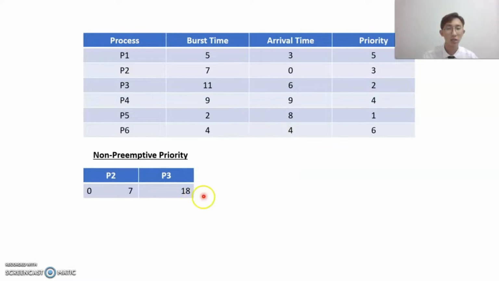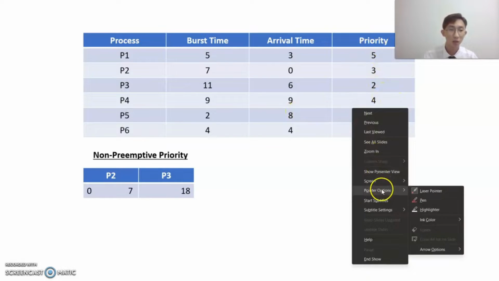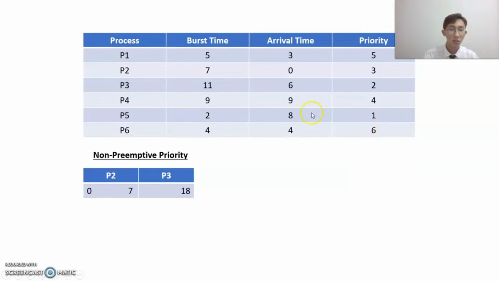So the next, at 18 millisecond, all the processes have already arrived because the latest is process 4, which is 9 millisecond, already arrived. So we can ignore this part and look at the priority part. Now process 5 is the first priority, and it has already arrived. So the processor will move to process 5. Process 5 will take 2 millisecond burst time. So 2 plus 18 is equal to 20 millisecond.